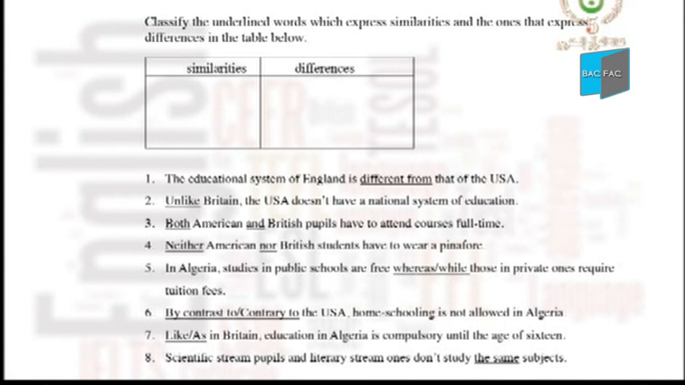Sentence 5. In Algeria, studies in public schools are free, whereas or while those in private ones require tuition fees. Sentence 6. By contrast to or contrary to the USA, homeschooling is not allowed in Algeria. Sentence 7. Like or as in Britain, education in Algeria is compulsory until the age of 16. And the last sentence, scientific stream pupils and literary stream ones don't study the same subjects.